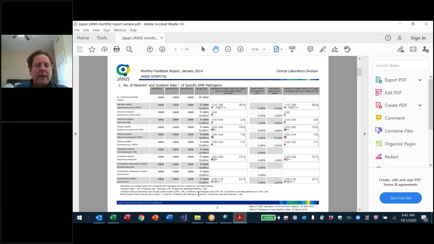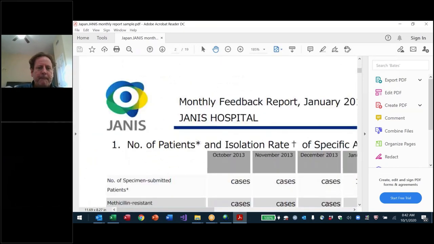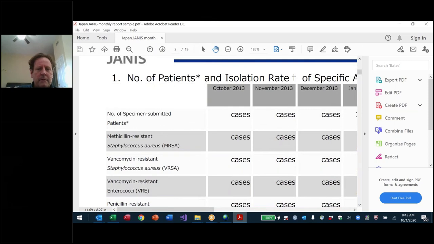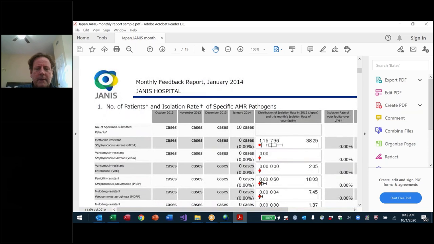That's part one. Here what you see is interesting. Let me just zoom in on this. Okay, good. I'll just focus on some of these. So number of submitted patients, 10 patients, 10 different patient identification numbers. It might be 12 samples from 10 people. Okay. MRSA, 0. I mean, these are not real data. So just let's see. That's fine.